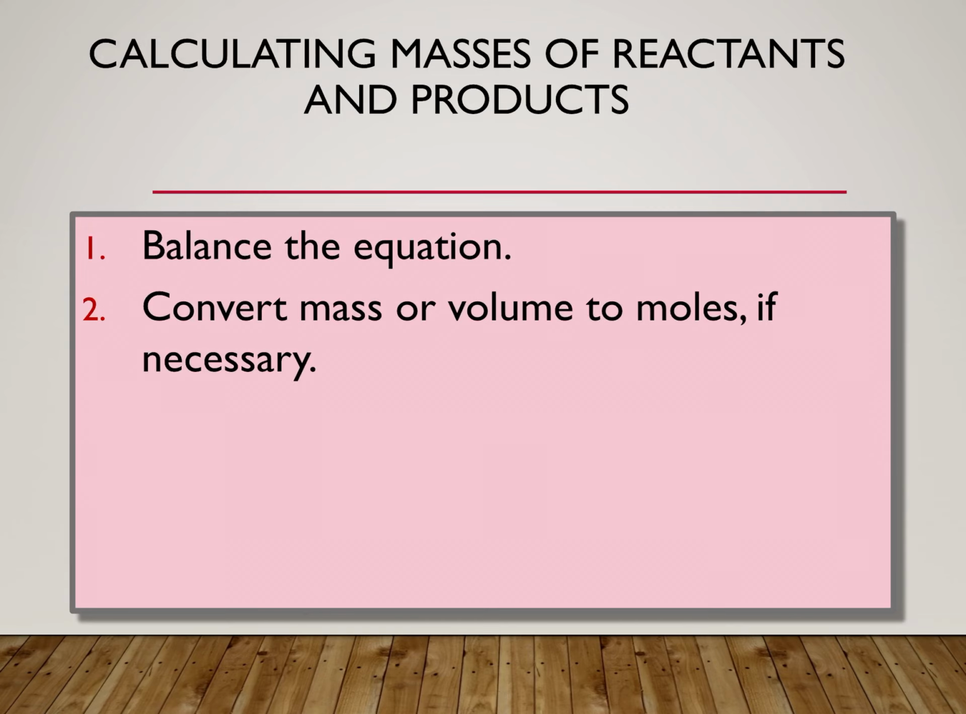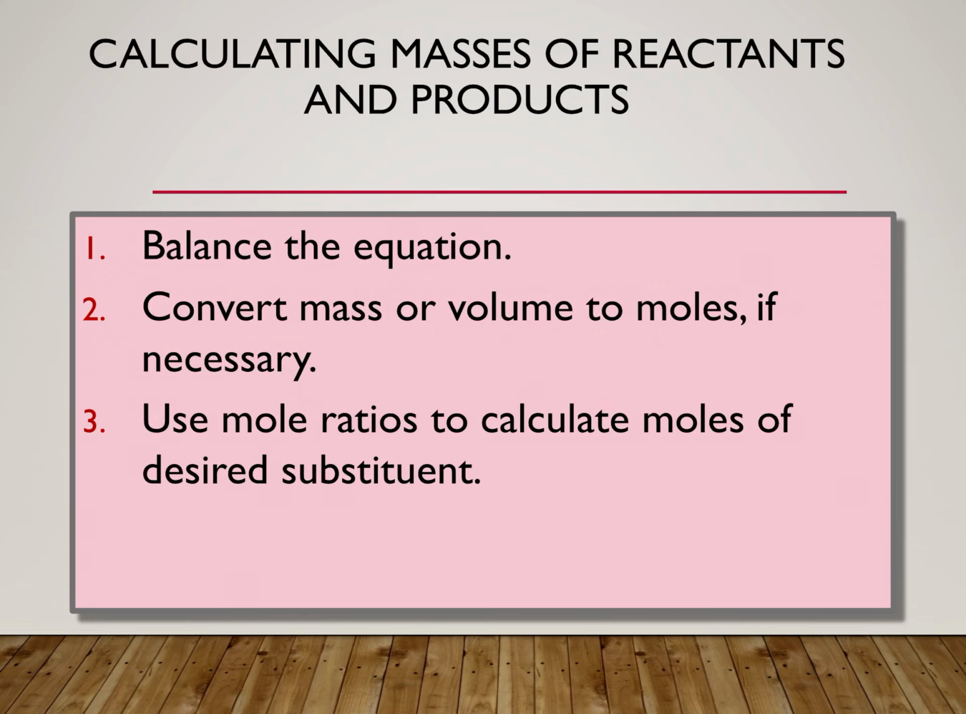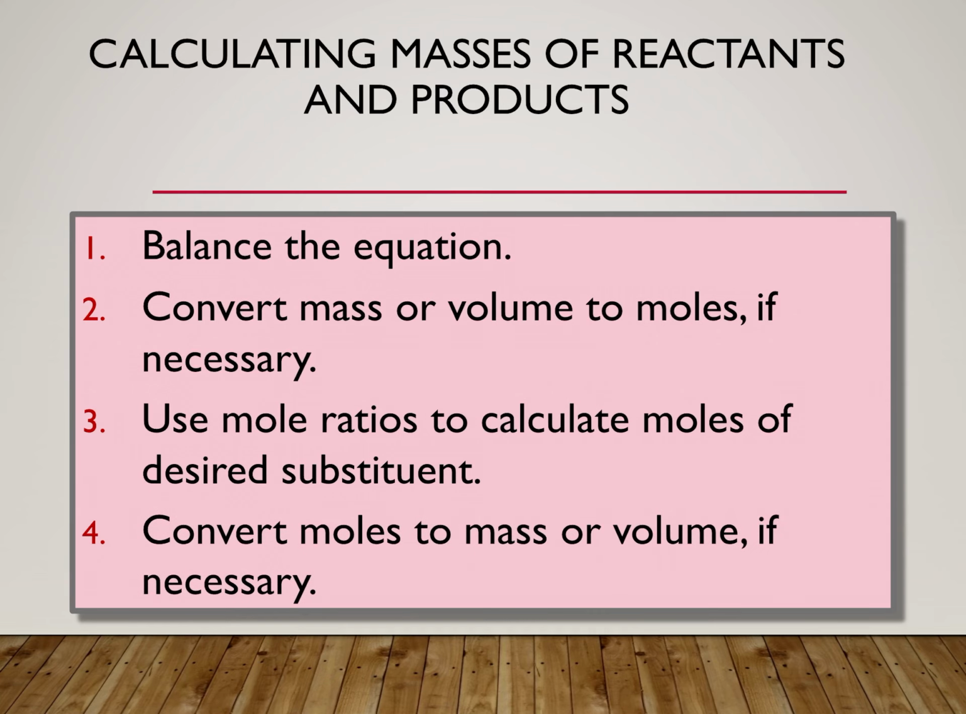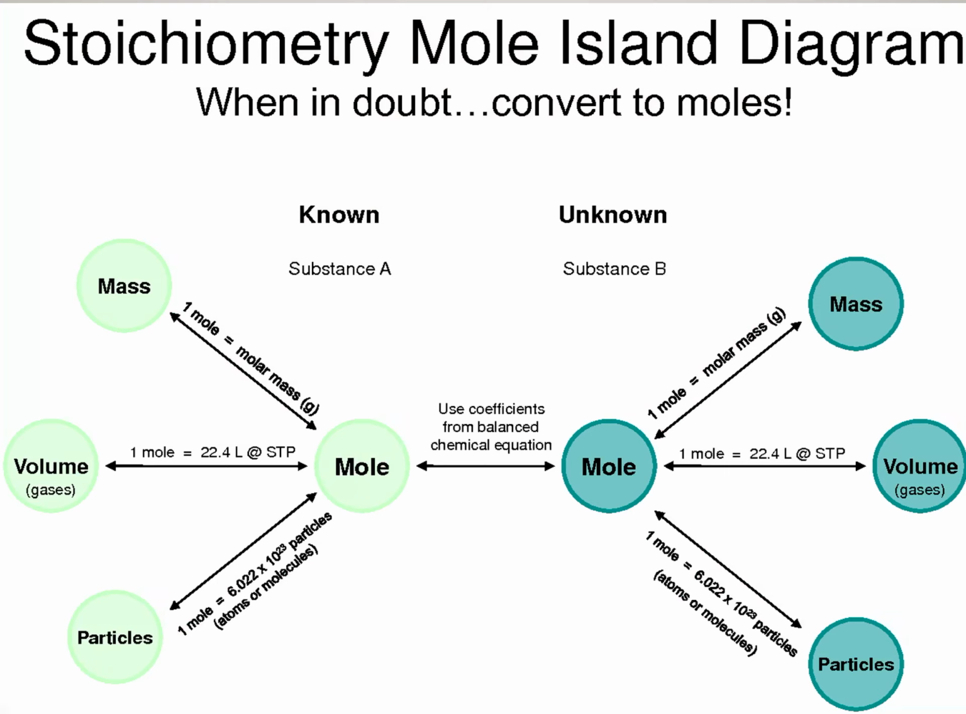Your second step is, if you're starting with grams or maybe liters or milliliters, you'll convert that into moles, and then you can use the mole ratio from that balanced chemical equation to change into whatever substance you're trying to find. Maybe you're trying to find your product or your other reactant, but you use the mole ratio to change compounds. And then your last step will be to convert your moles of that compound into grams or volume or whatever you're trying to find. So this is kind of a roadmap.